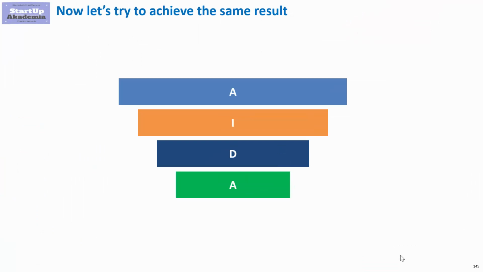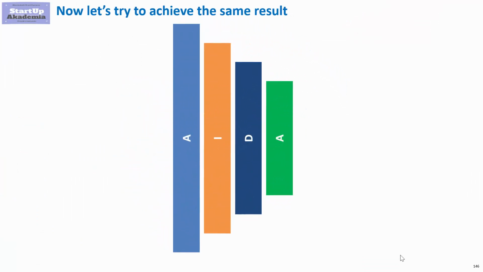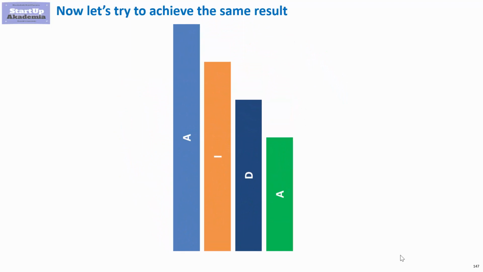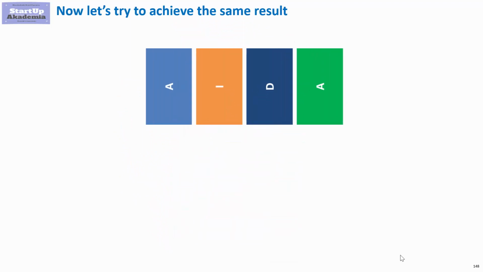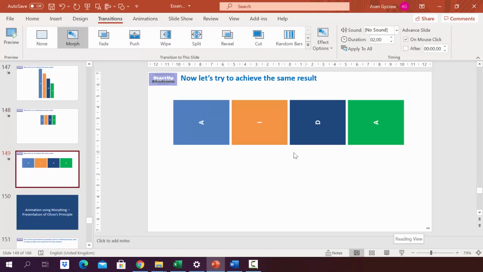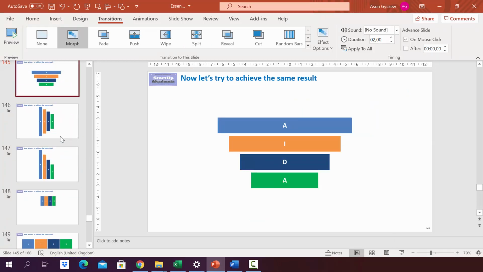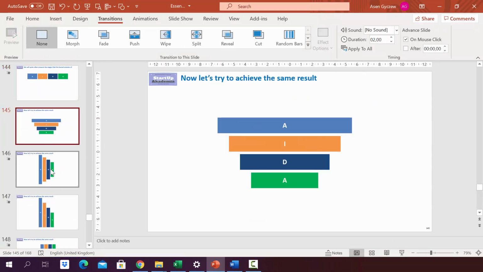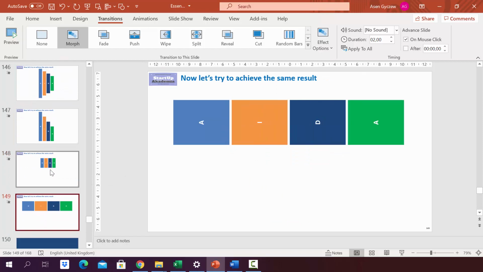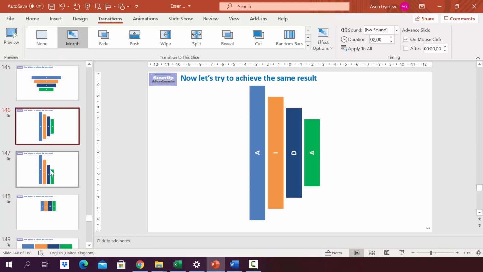So this is the original, the second way to present it, third, fourth, and the last one. So we started with the basic slide, then we copied it a few times. We altered the way we want to present the funnel, and the whole animation was actually done automatically by PowerPoint using the transition morph option.